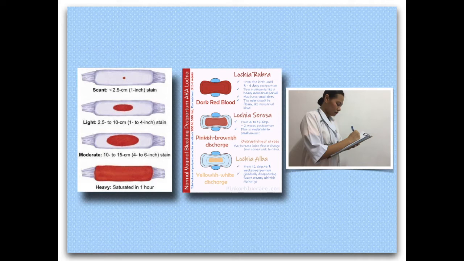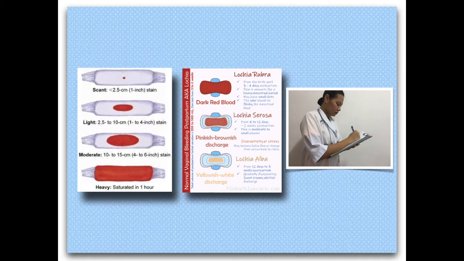Scant is a 1 inch stain. Light is a 1 to 4 inch stain. Moderate is a 4 to 6 inch stain. And heavy is when the pad is saturated in an hour. If the perineal pad is to be weighed, 1 gm is equal to 1 ml of blood loss.